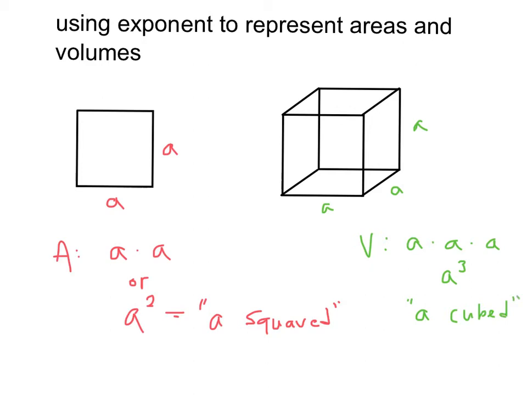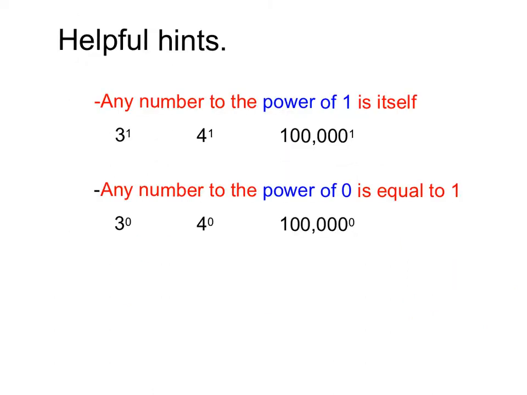So pretty much everything else except for the 2nd power and the 3rd power we can refer to as squared or cubed. And this is just a kind of a short explanation of why that works. And just a couple hints.